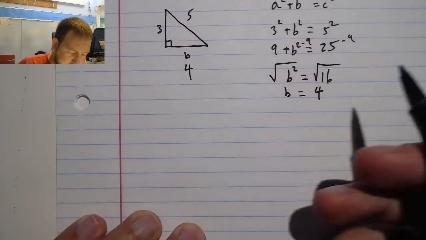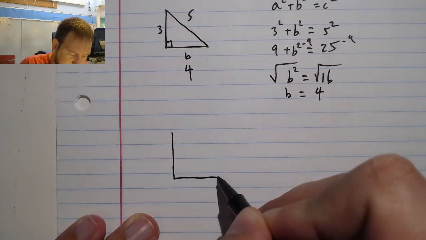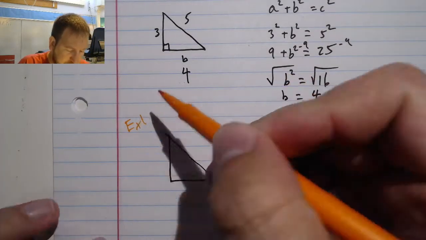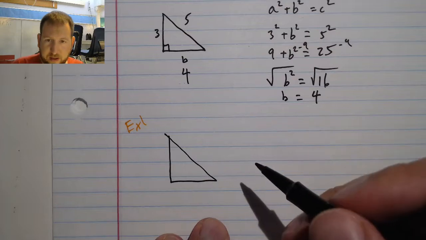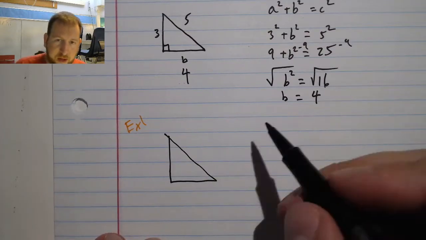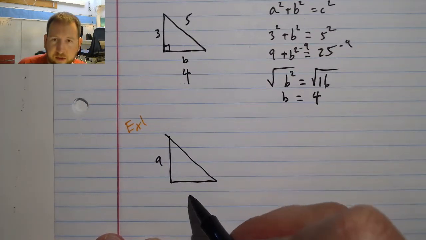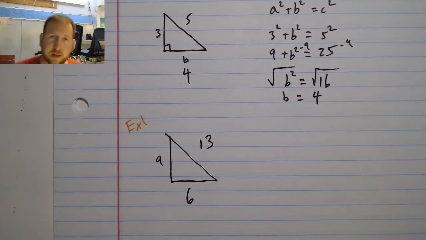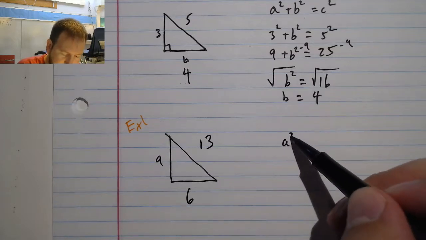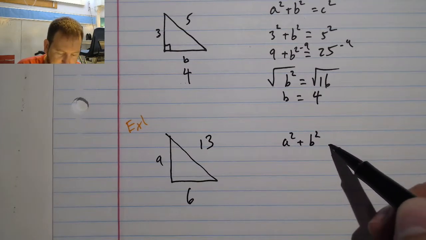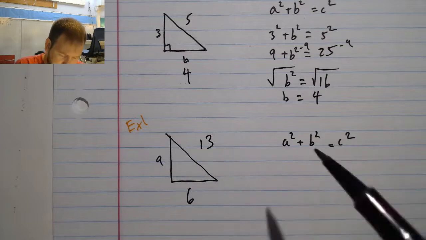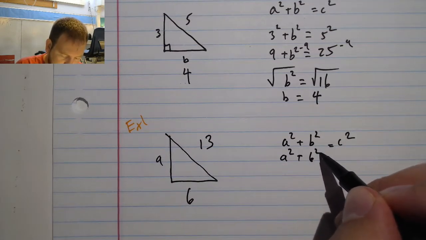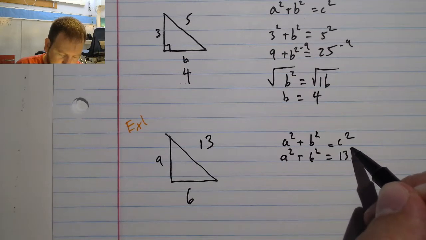Let's take a look at another quick example. We'll call this example 1. And pretty much the ones you're going to be doing today are all like this, so I don't anticipate it being particularly difficult. We have A, we have B, which is 6, and C, which is 13. Okay, let's go through our steps again. I'm going to write out my formula first, because I always like to do that. And now I'm going to plug in what I know. A squared plus 6 squared equals 13 squared.